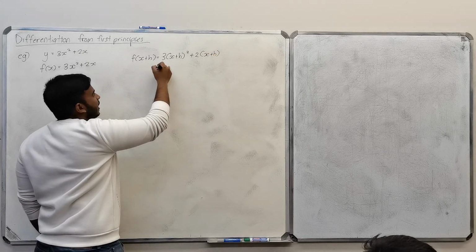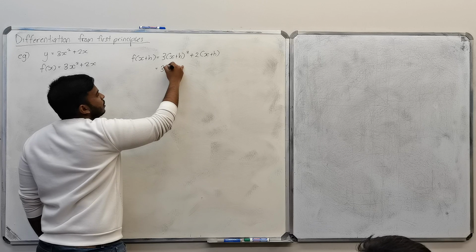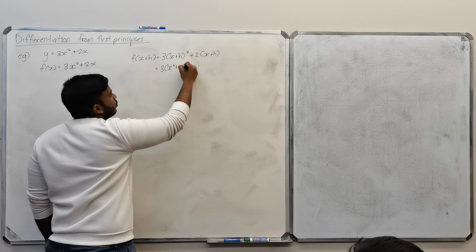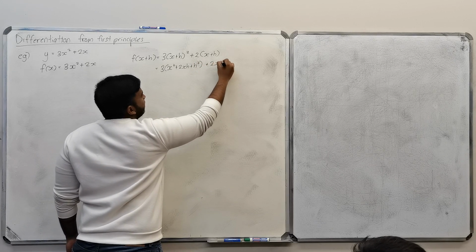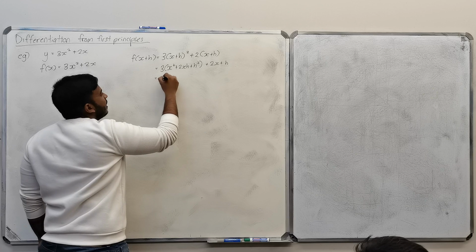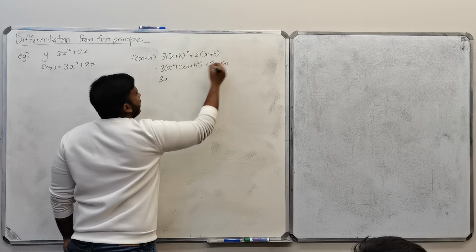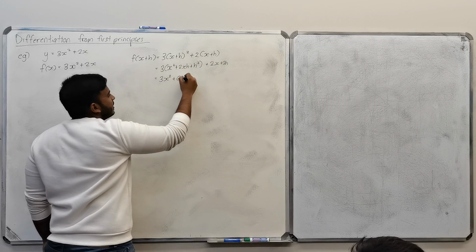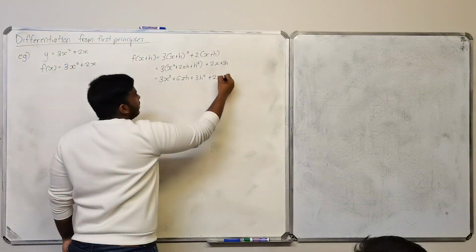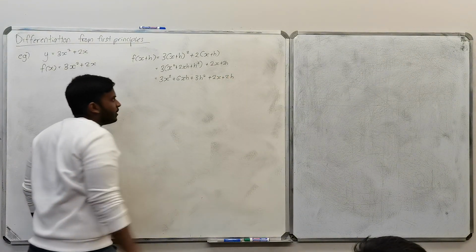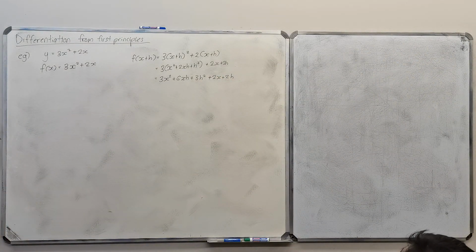So evaluate this. This will be 3 into x squared plus 2xh plus h squared plus 2x plus 2h. Sorry, this will be 3x squared plus 6xh plus 3h squared plus 2x plus 2h. Straightforward, right? No terms can join together there, so we'll leave it. Now we introduce first principles.